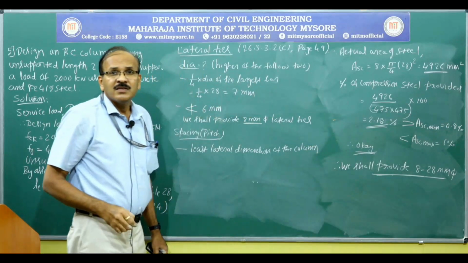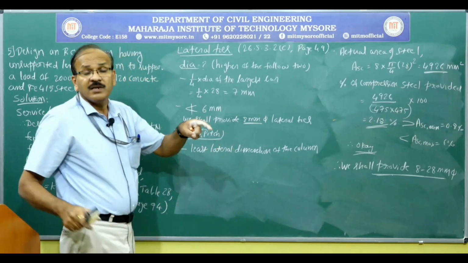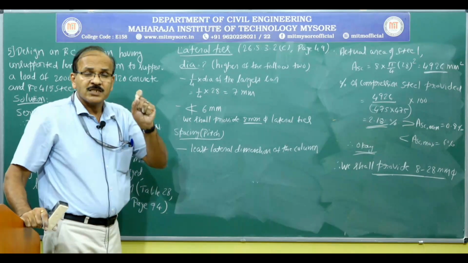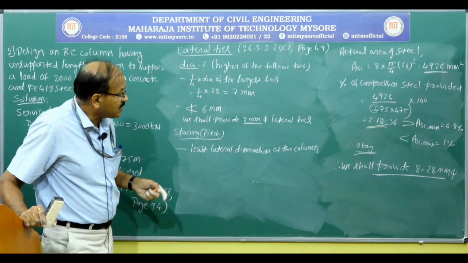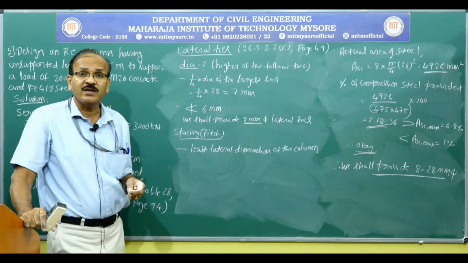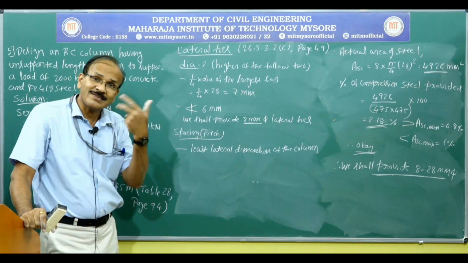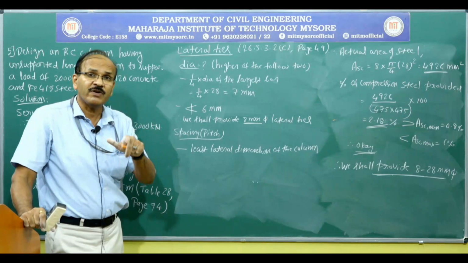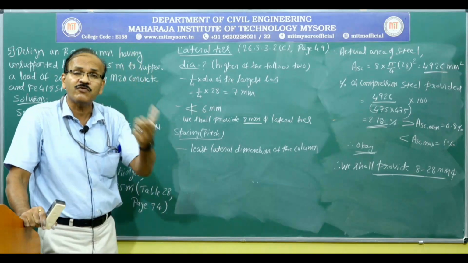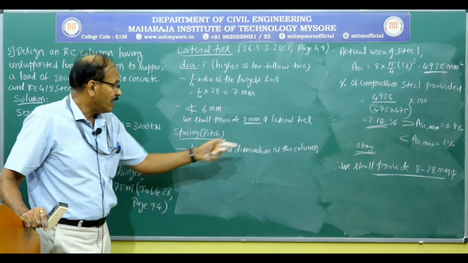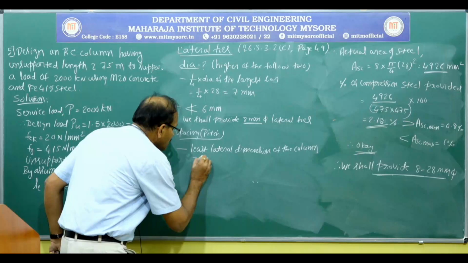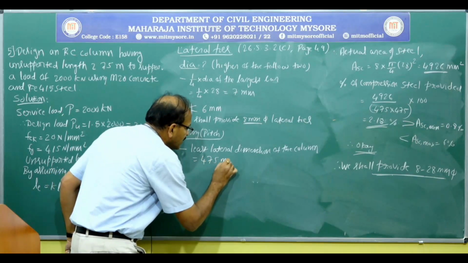Here the column dimensions are 475 by 475. So same size. So what is the least lateral dimension? That is 475. What is the largest lateral dimension? That is 475. So the least lateral dimension in this case is 475 millimeter.